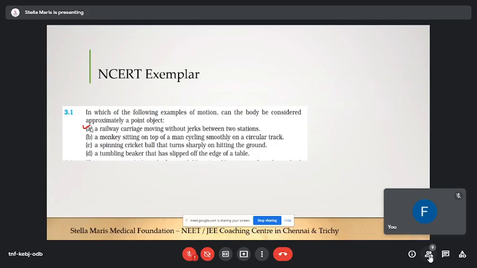Here the monkey is sitting on the top of a man cycling smoothly on a circular track, right? Circular. So it cannot be a point object, right? Yes, sir. Okay, so everybody get it? Yes, sir.